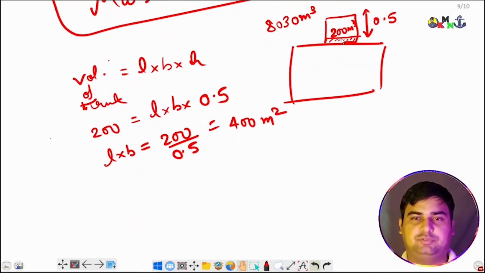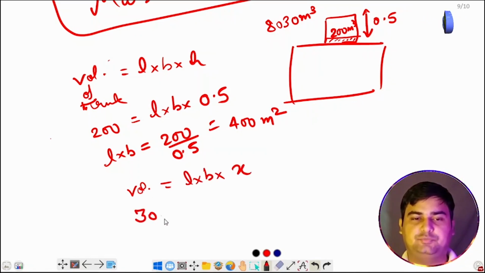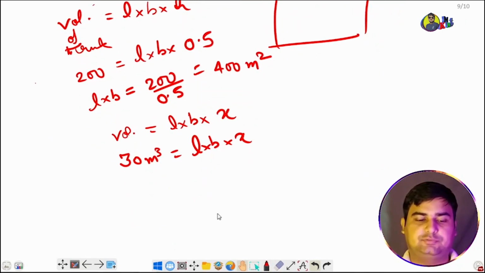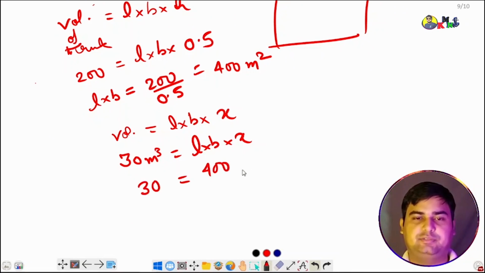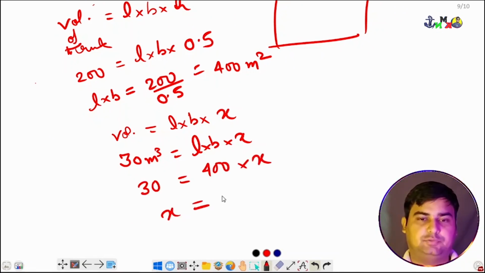Now we need to find out the depth, how much it is. We know that volume is L into B into X. Here the volume is 30 meter cubes, L into B into X. So L into B, we know this is 400, this is 30 into X. X will be equal to 0.08 meters.